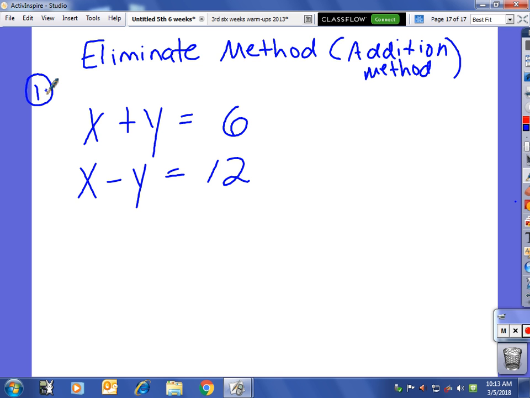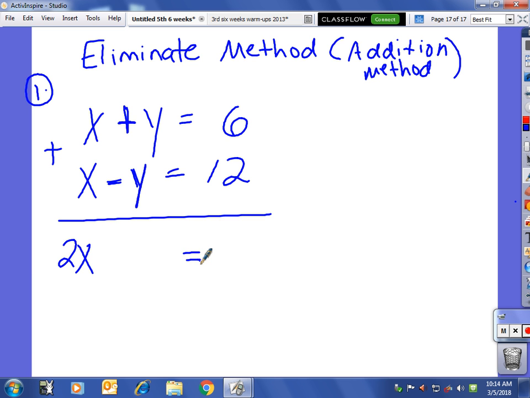Not the x's and the y's. No. The y and the y, because this is a positive y and this is a negative y. So we're going to add these two equations together and the y's are going to get eliminated. It's 2x. There are no y's because the negative y and a positive y cancel out.